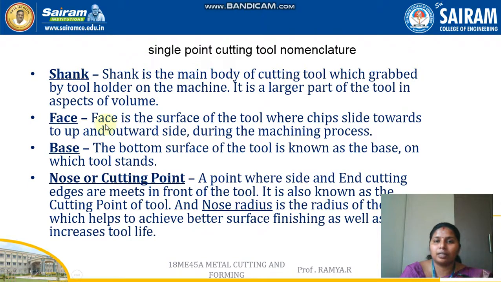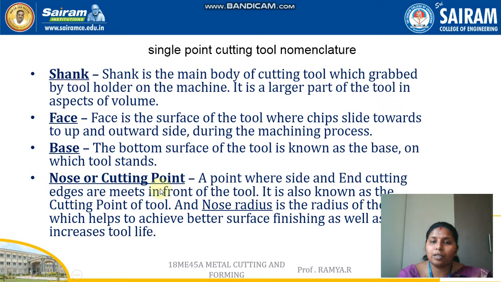So first let us start with the shank. Shank is the main body of the cutting tool which is grabbed by the tool holder on the machine. It is the larger part of the tool in terms of volume. Next is the face. Face is the surface of the tool where the chip slides over, inward or up and outwards, during the machining process. And the next one is base. The bottom surface of the tool on which the tool stands is known as the base.